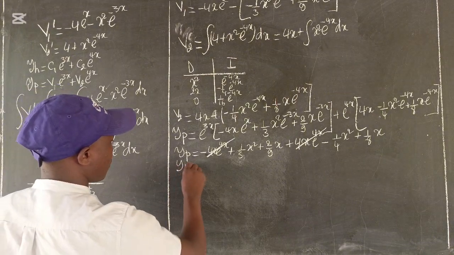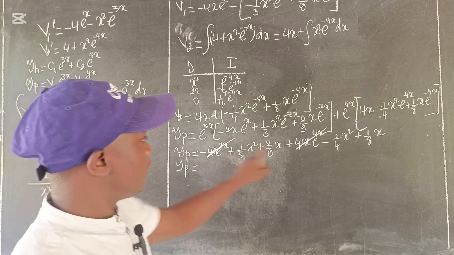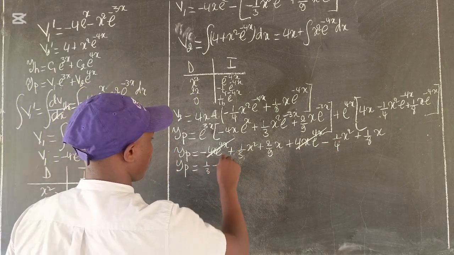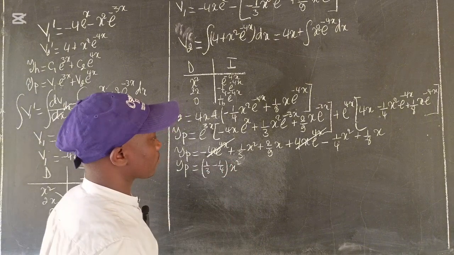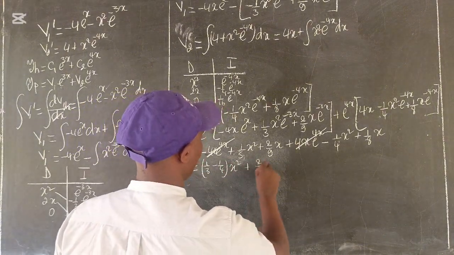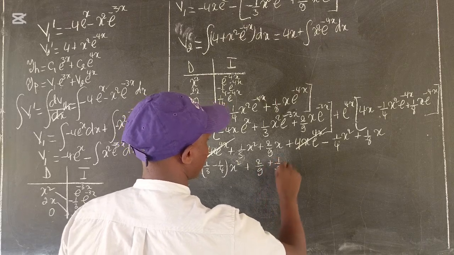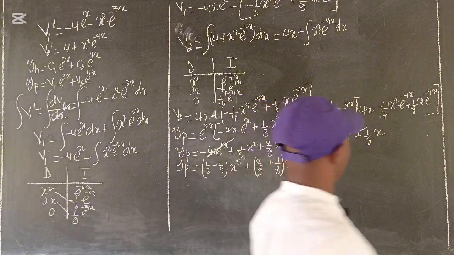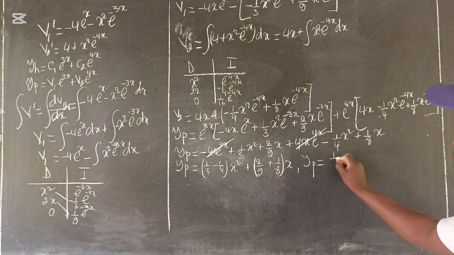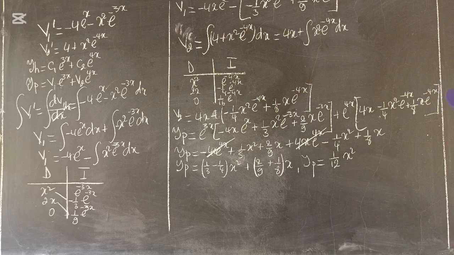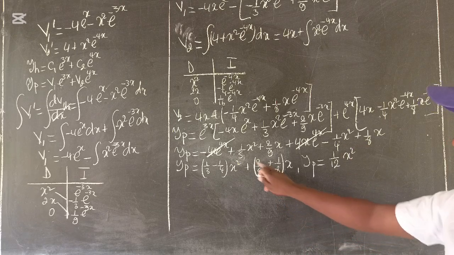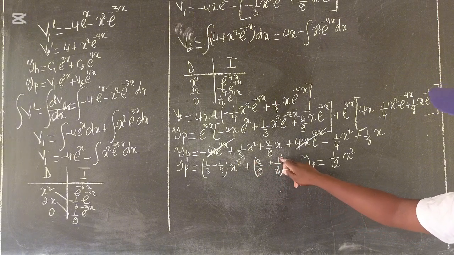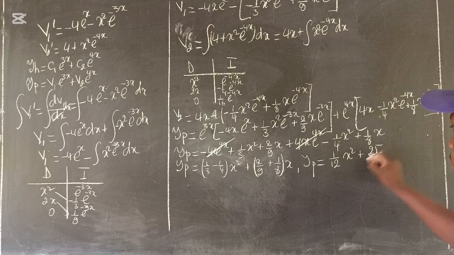Here, yp is equal to this and this. 1 over 3 minus 1 over 4 times x square. We have plus 2 over 9 plus 1 over 8 x. Here yp is equal to 1 by 12 times x square. This plus times this is 16, 16 plus 9, that is 25, plus 25 over 72 x.